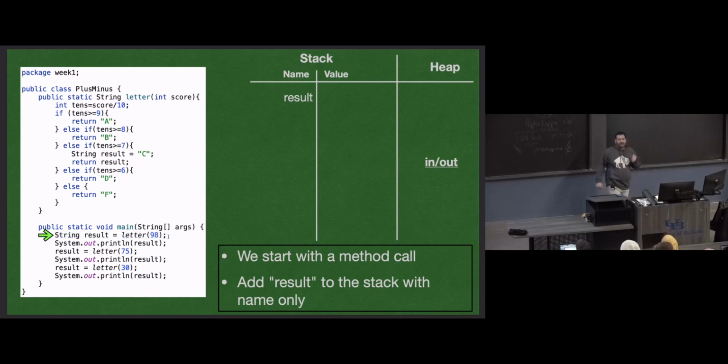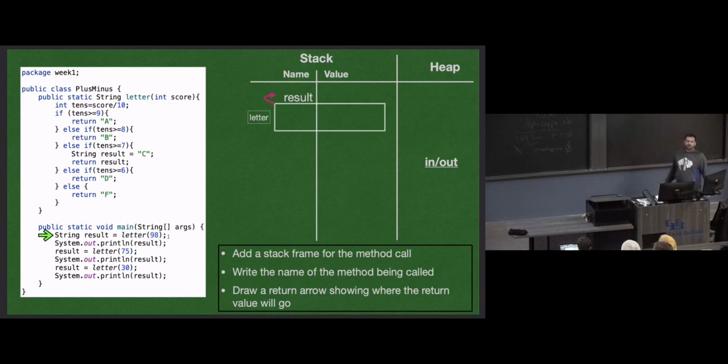When this happens, we're going to add the variable name to the stack, even though it technically doesn't exist yet. We're going to add the variable name to the stack with no value. Its value is going to be there after our method returns. With no value, but we're going to add the name to the stack, mostly so we have a place for our return arrow to point to. So we're going to draw our stack frame. We have a method call. We're going to draw our stack frame. This is an isolated portion of the stack that cannot be crossed.